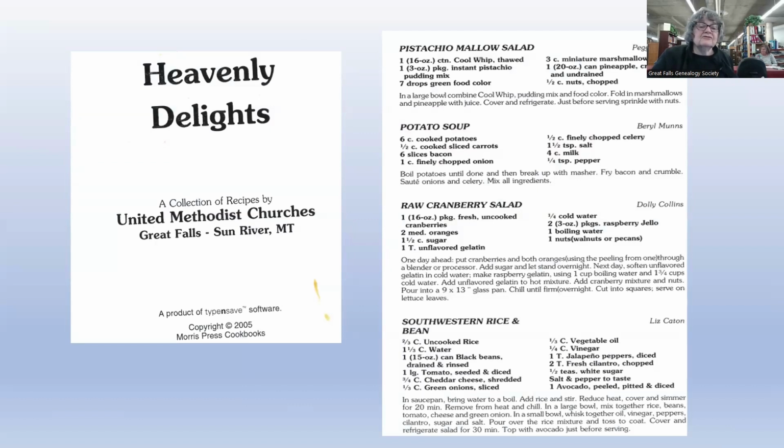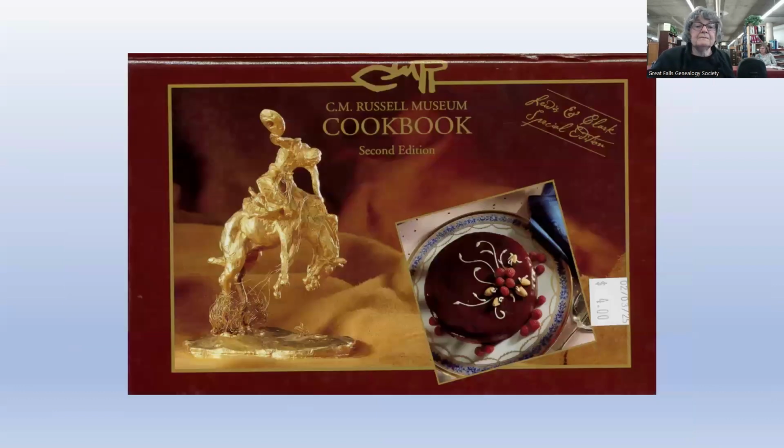Here's a collection from the United Methodist Churches of Great Falls and Sun River, Montana. And so you begin to get these people. If you look at a directory, you're saying, oh, well, Dolly Collins was the wife of Gerald or whatever. And so now I've got that connection, but I have proof that she did other things and participated in other things. So I should go to the United Methodist records, such as they are, to see if I could find more. Here's a C.M. Russell Museum cookbook.